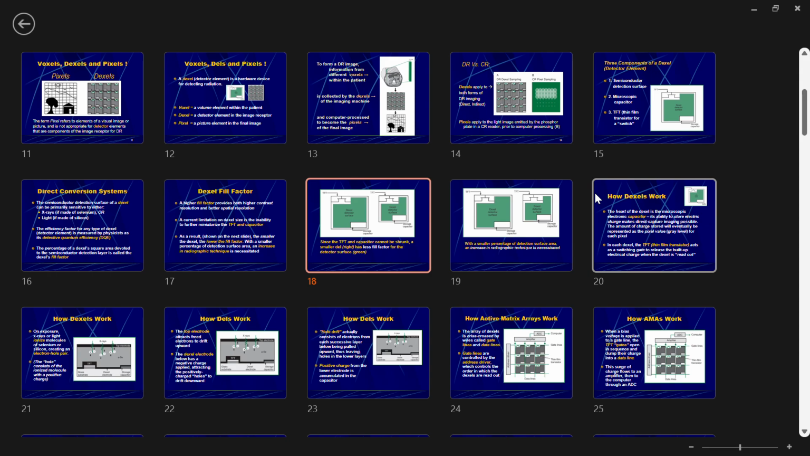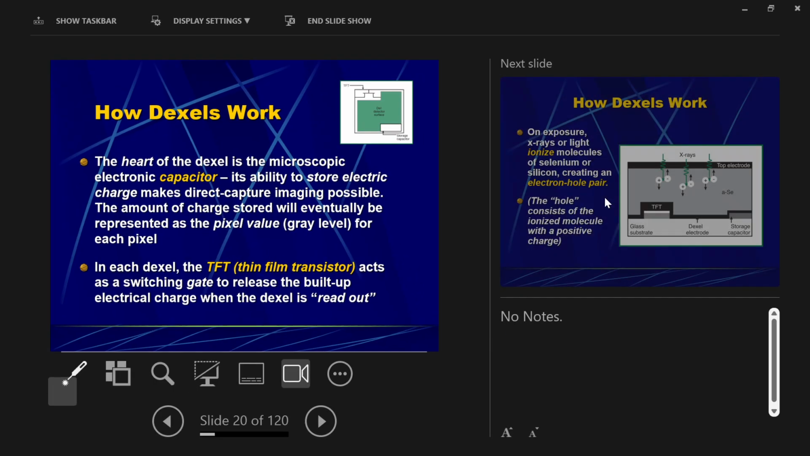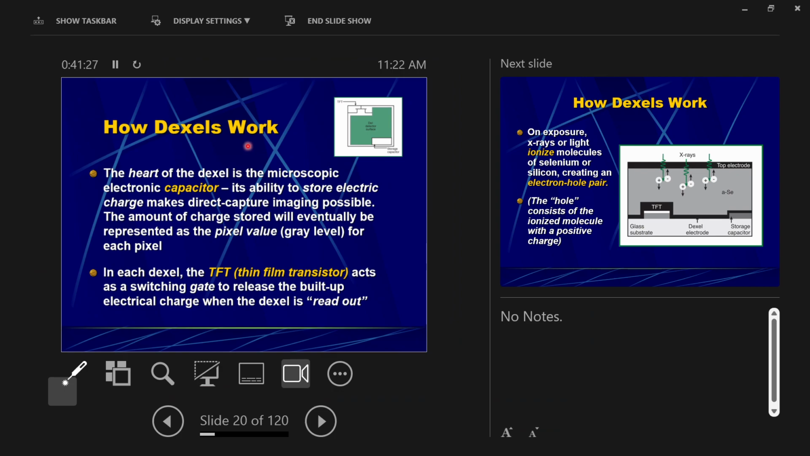So I've done a little bit about explaining those three components. Let's go further. I want to make sure we have a good understanding of this, the best we can. So how do DEXELs work? Okay, so I'm going to read straight from here, and then I might try to add on if I can.